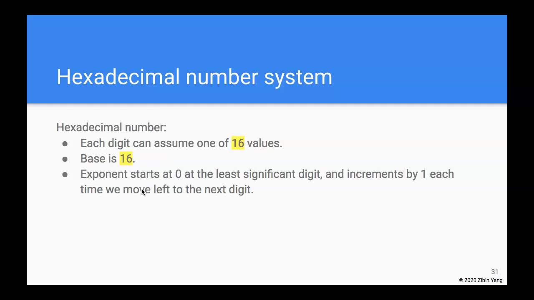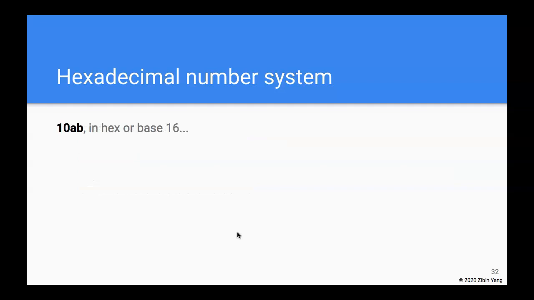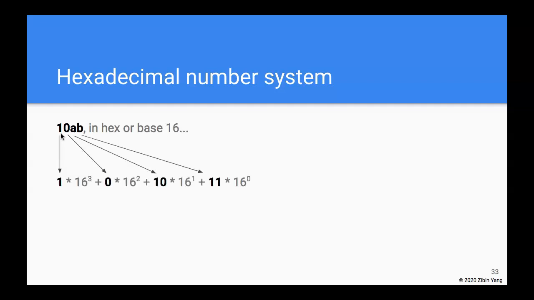Again, the same rule for exponents applies here. Let's look at an example of how, given a hex number, we figure out its value in decimal. The example here is 10AB. We apply the same method that we used before: the least significant digit, we multiply by the base raised to the 0th power, so 16 to the 0th power. Then the digit at position 1, that is the A. Remember, A is the value 10, and that is multiplied by the base 16 raised to the 1st power. Then the next digit 0 is multiplied by 16 raised to the 2nd power, and this digit 1 here is multiplied by 16 raised to the 3rd power.